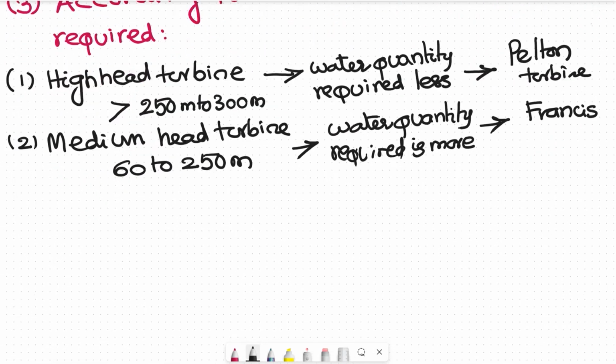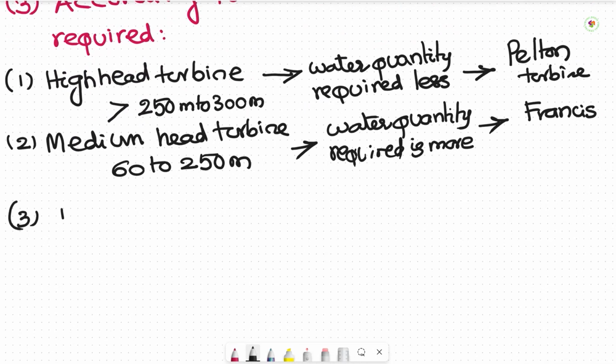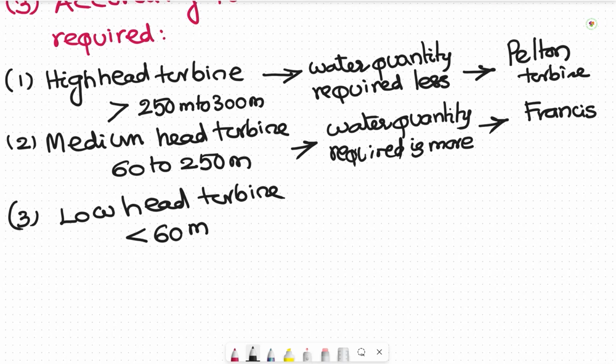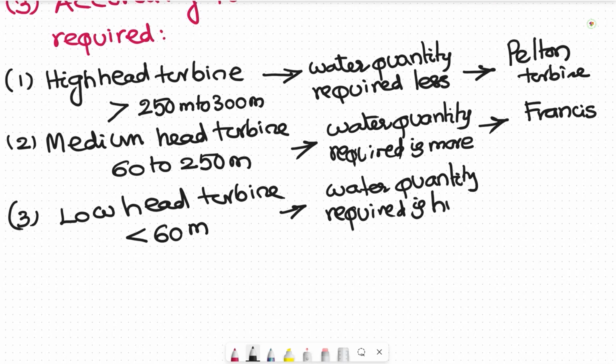Then coming to the third, low head turbine. That means less than 60 meters. And here, the water quantity required is high. Example is Kaplan.